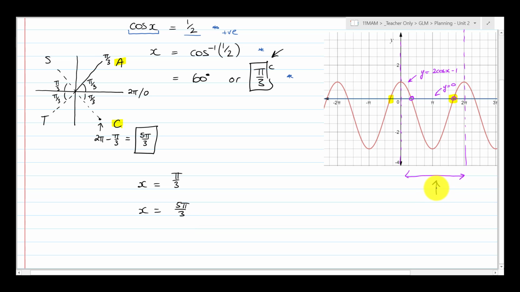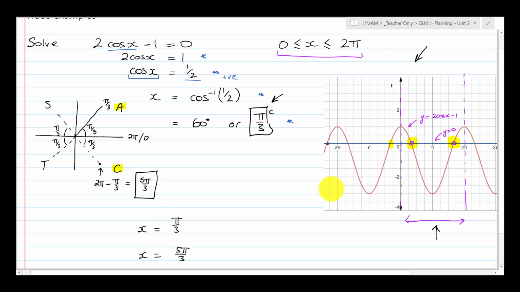Within this given domain, we've got both of our solutions. Our first one is there and our second one is here. So we're done. Pi on 3 and 5 pi on 3 worked within this domain. And that's the question over. So just as a reminder and a quick run through the steps. In class, I'll give you the steps as a list. But the first thing you need to do with a trigonometric equation is to rearrange so that you get cos x equals a number or sin x equals a number, etc.